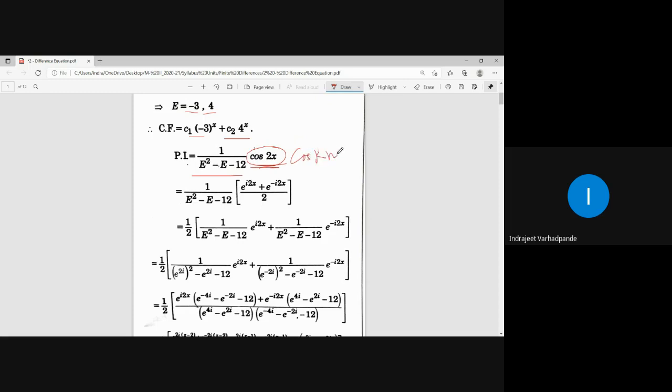So what is the simplification for cos kn? The simplification for cos kn is (e to the power i kn plus e to the power minus i kn) upon 2. So 2x will be accompanied with i. Separate them. 1 by 2 can be taken common. 1 upon (E square minus E minus 12) multiplied by e to the power i 2x plus 1 upon (E square minus E minus 12) multiplied by e to the power minus i 2x.